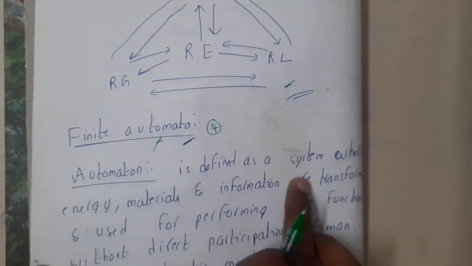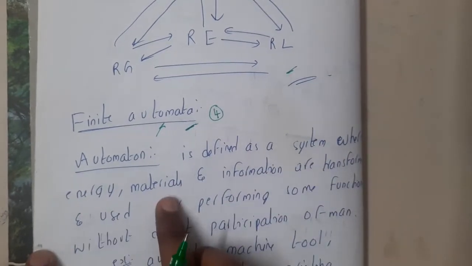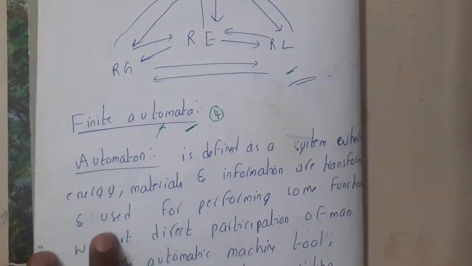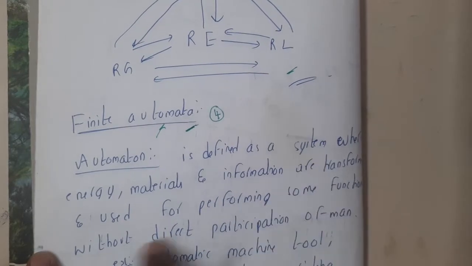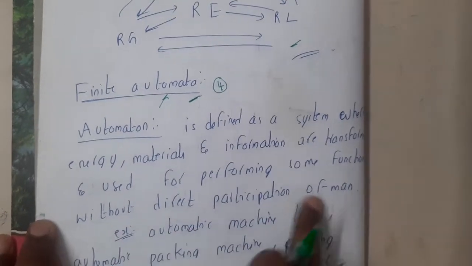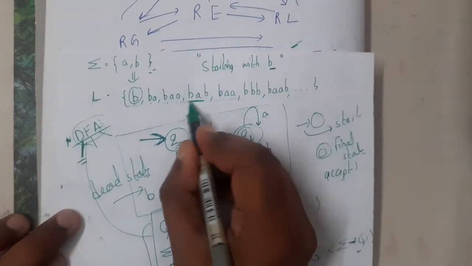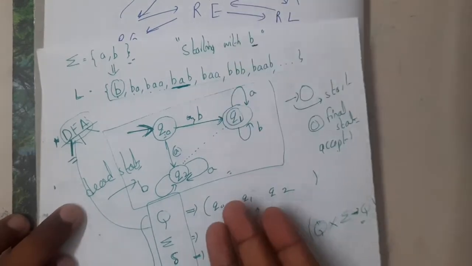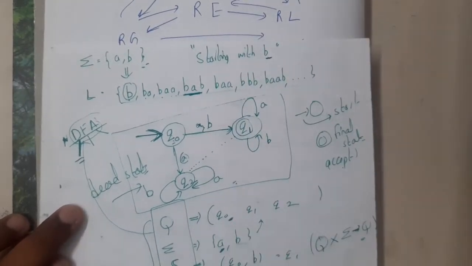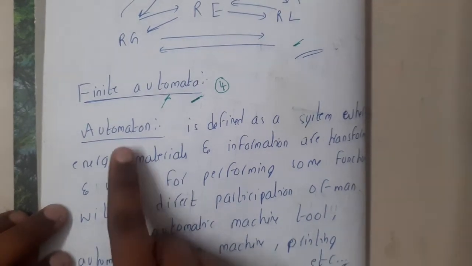Automata is defined as a system where energy, material and information are transformed and used for performing some function without direct participation of man. So here, if I design this machine and give it to a computer and ask whether BAB is accepted or not, it can easily do it and give the answer. Do I need to solve that? No, the computer will solve it. That is what we want to do with automata.